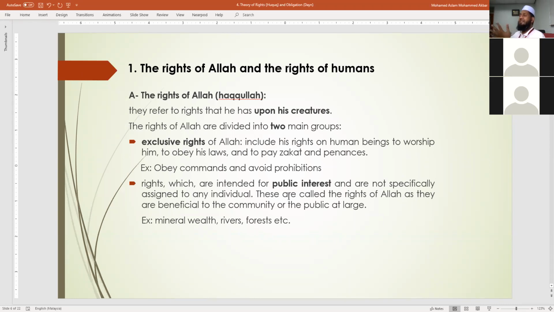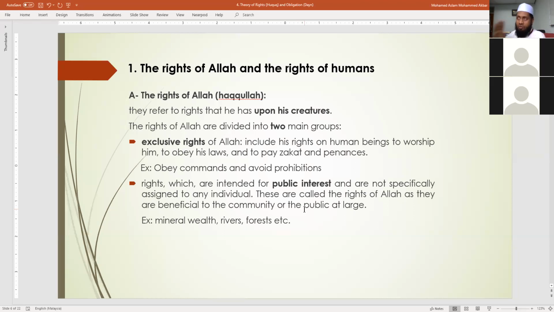Since Allah said that whatever is in the earth and the heavens, we have given to you, we put you as a vicegerent, as a representative, as a khalifa, so you can have all these. It doesn't mean that we can go there and abuse all these things. That's why there is mineral wealth, rivers, and forest. These are called the rights of Allah, as they are beneficial to the community or the public at large.